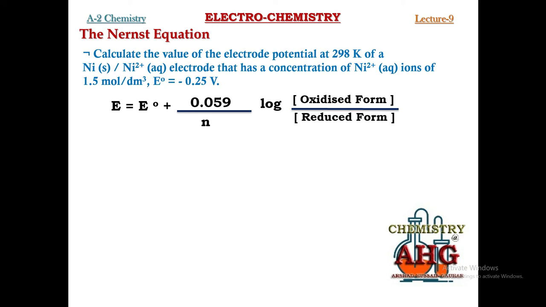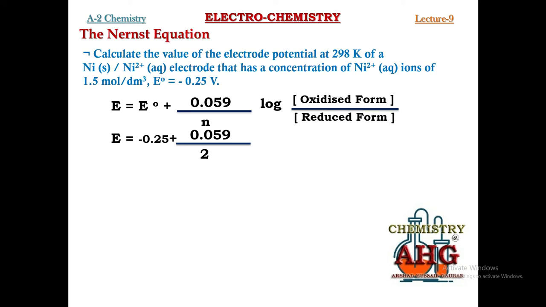Okay, let's insert the values. The standard electrode potential given for the nickel half cell is negative 0.25 volt, plus 0.059, which is a constant, divided by N, the number of moles of electrons. Look at the change in this half cell: nickel from 0 is changing into nickel 2 positive. So what does this mean? Two moles of electrons are involved in this chemical equation. So what will be the value of N? It will be 2, because nickel is showing a change from 0 to 2 positive.